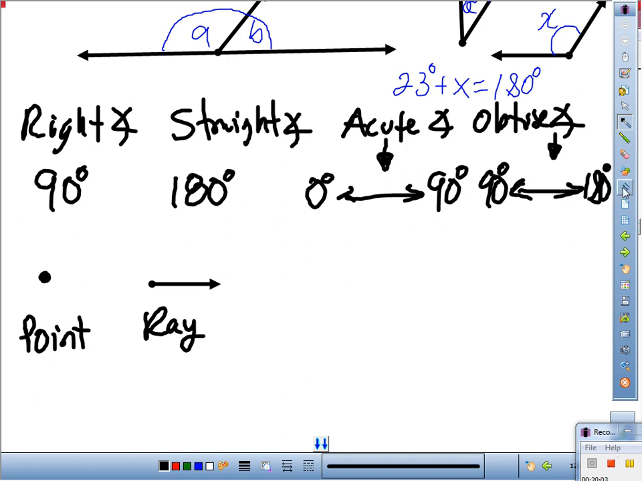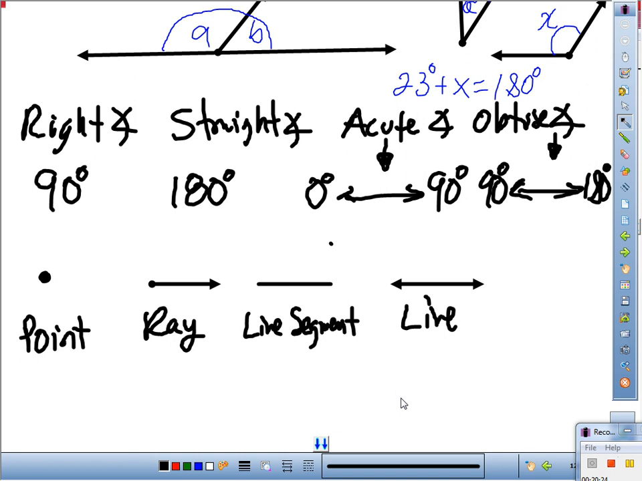Next. What is that called? Line segment. Because what is this one? This is a line. So you know the difference between a line and a line segment. Okay?